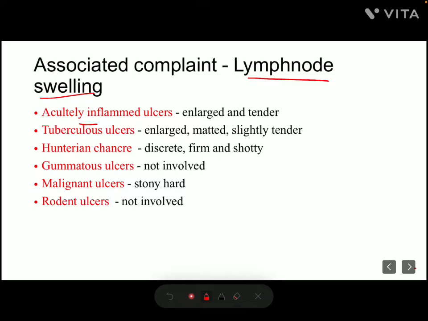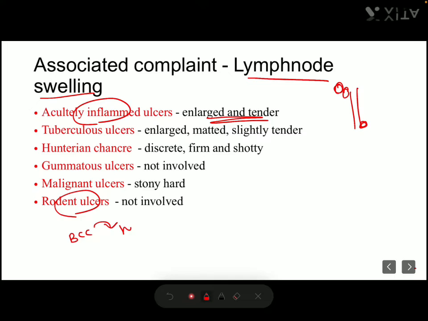In case of acutely inflamed ulcers, you will find enlarged, tender corresponding lymph nodes. For example, if you have acute ulcers in your leg, you're likely to have tender lymph node enlargement in your groin region. In case of rodent ulcers, which are caused by basal cell carcinoma, earlier in the pathogenesis you will see a lot of neoplastic infiltration into your lymphatics.